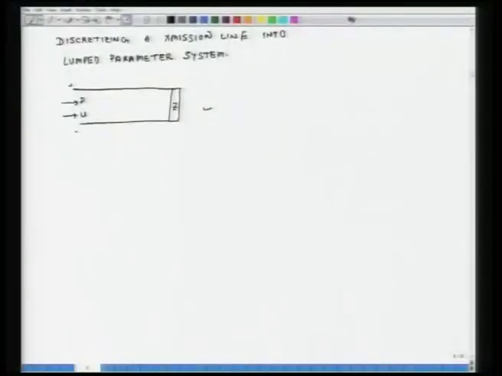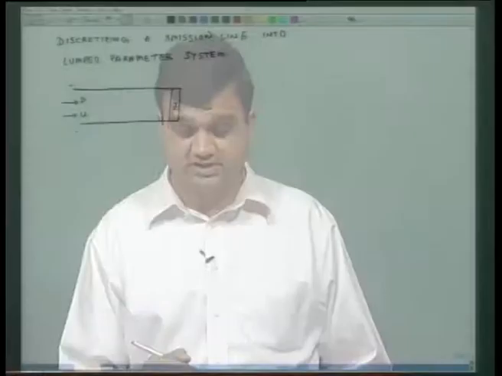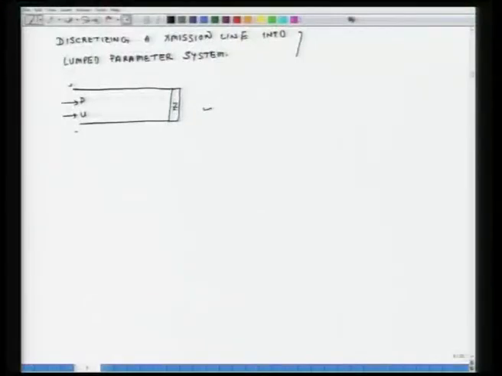So, we will do this in detail later in the course, but to give some pointers, let us look at Newton's law and also the gas and continuity law, and let us see what they tell us in terms of this discretization of a tube into a lumped parameter system. So, let us relook at Newton's law, which is also called the momentum equation.